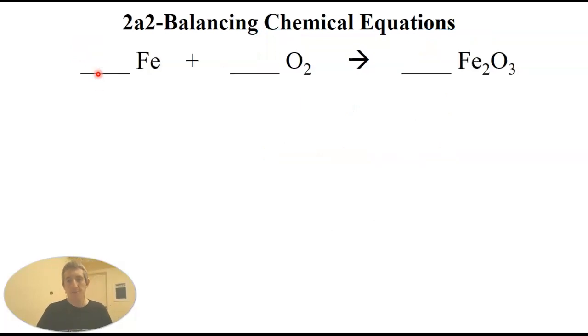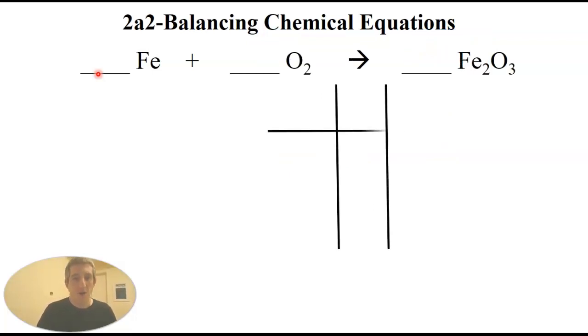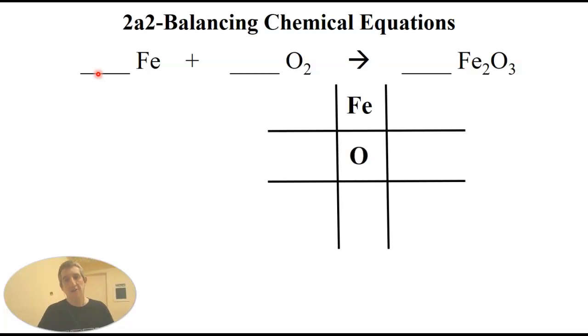Another example. Iron making rust. So we need to track down all of the elements we have. Again, there's only 2 here, iron and oxygen. Now we start taking inventory. There's 1 iron on the left. There's 2 irons on the right. 2 oxygens on the left. 3 oxygens on the right. And now we're ready to balance.